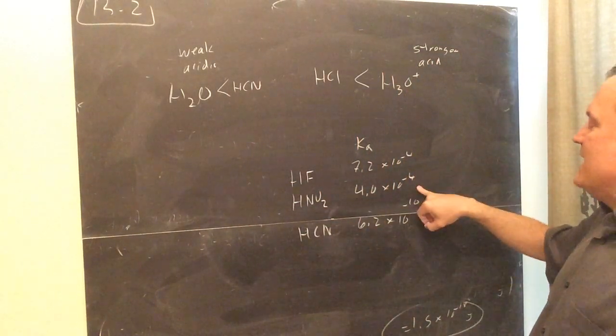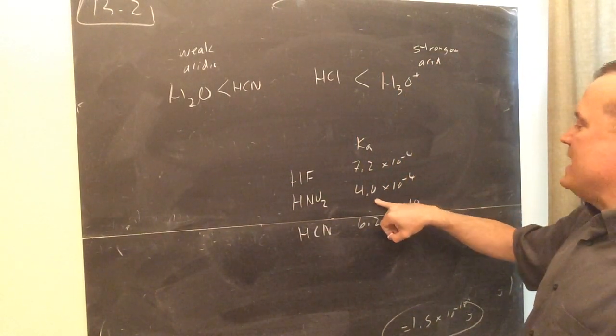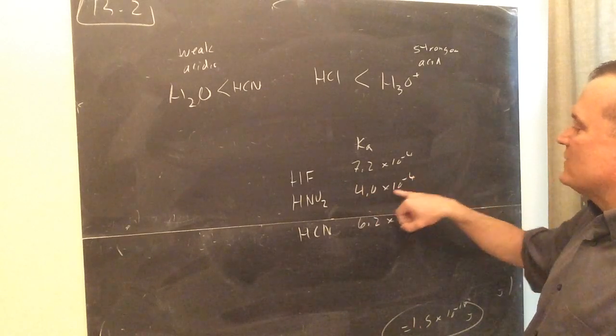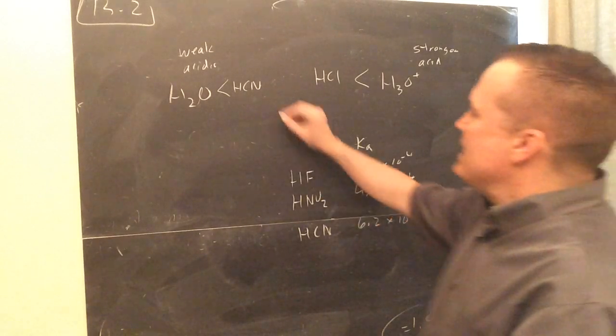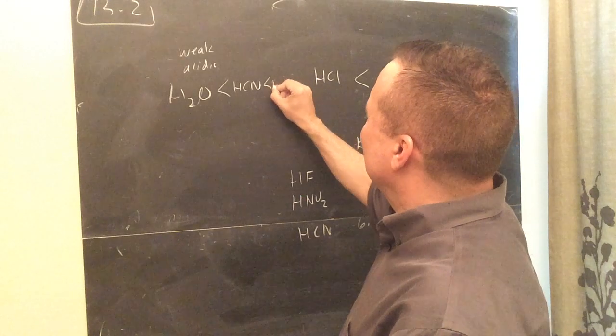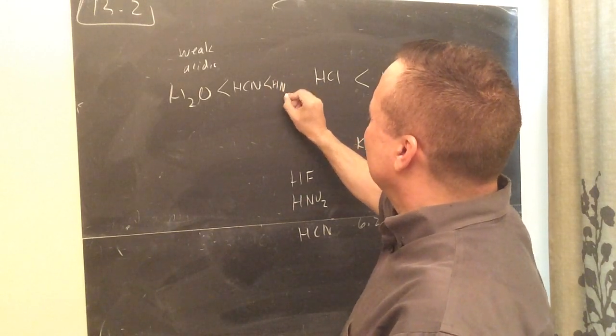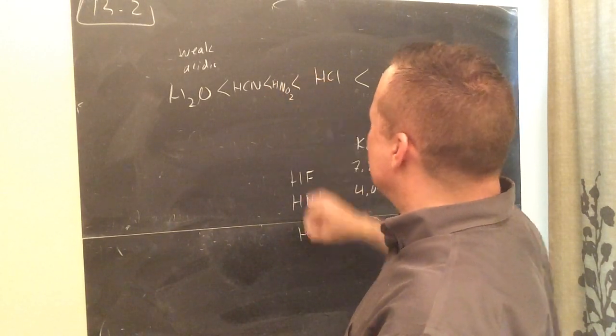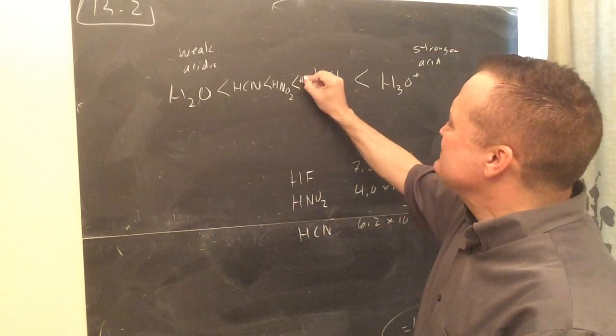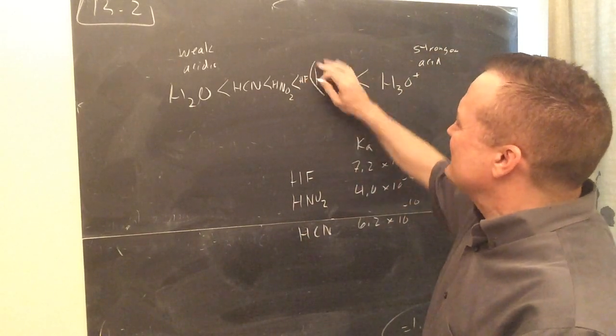Then these two will be next. And who's stronger? HNO2, because now they're both the same power, 4, and that's the greatest. So HNO2, and then stronger than HNO2 is HF. HF. That looks kind of funny.